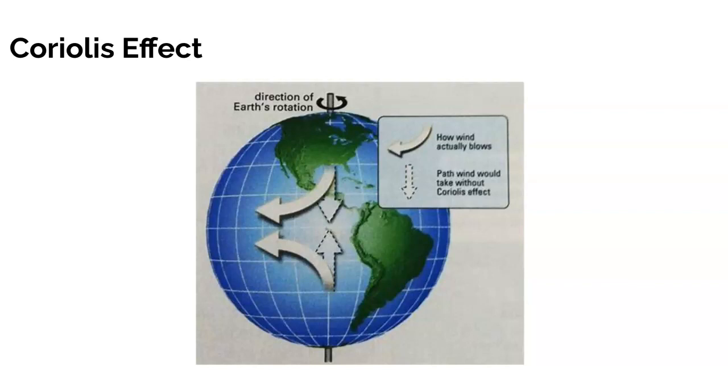The third factor that affects wind direction is called the Coriolis effect, and this effect has to do with the rotation of the Earth. So wind is a horizontal air movement, and it moves in a straight line, but because the Earth is rotating, the straight lines become deflected, making these straight lines become curved, and that's basically what the Coriolis effect does. And because of the Coriolis effect, the wind direction isn't always going to be from high to low pressure.